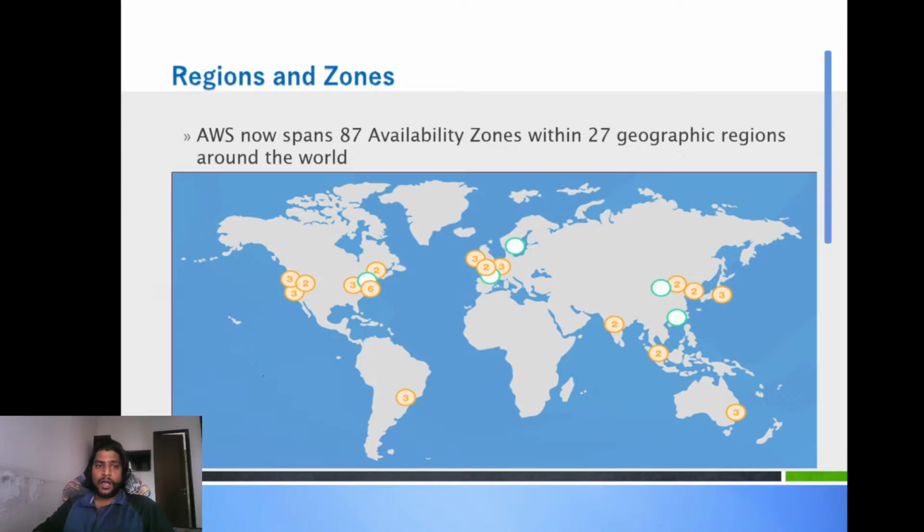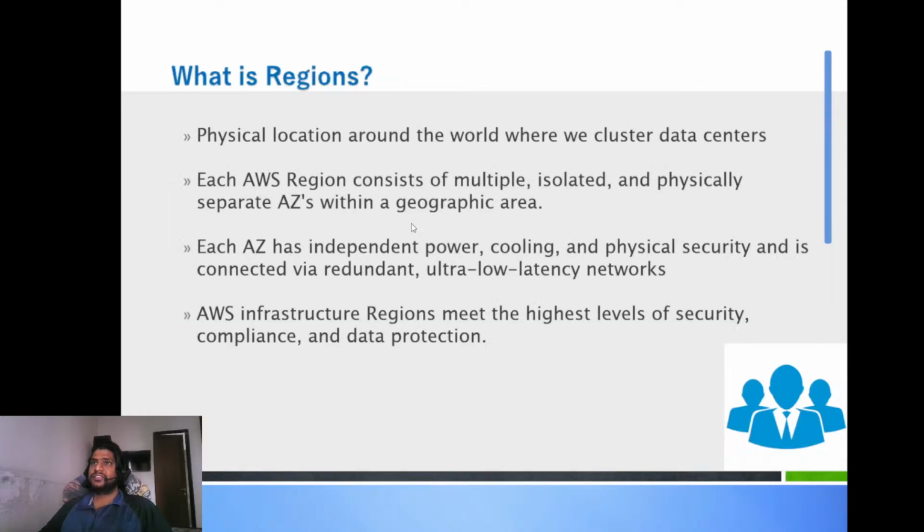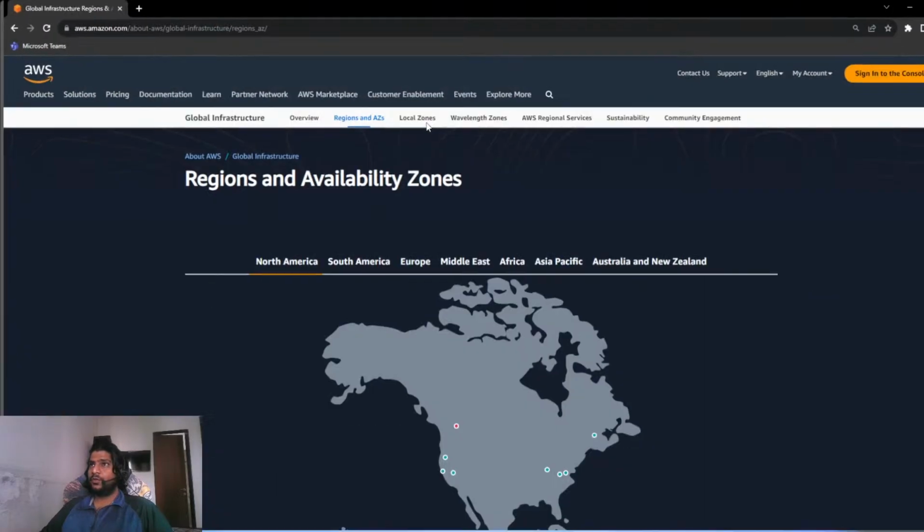Now, how are regions and availability zones related to each other? Just like continents and countries are related. Continents mean you have divided your whole earth into different continents, then we have different countries. Similarly, we have availability zones. Inside each region there will be availability zones, at least three. What is an availability zone? Independent working areas.